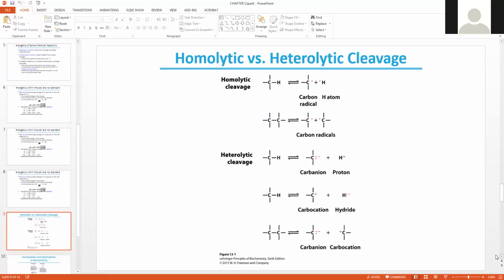And then the most important thing for us to think about here is the difference between a homolytic and a heterolytic cleavage. It's far more common for us to see heterolytic cleavages in biochemistry, but there are some examples of homolytic cleavage that are relevant. So for example, the formation of radicals. Heterolytic cleavage, typically we see the formation of carbanions, carbocations, or a mixture of carbanions and carbocations.